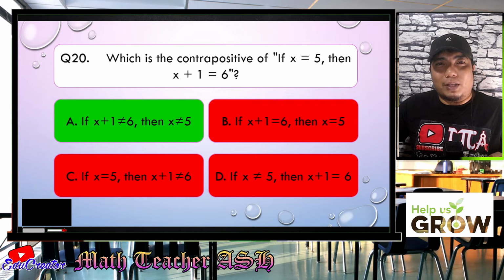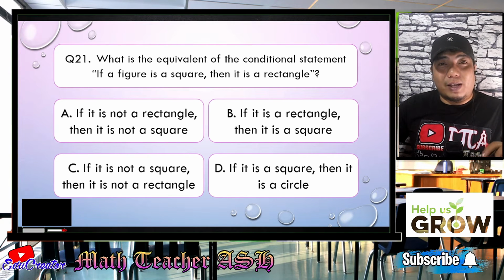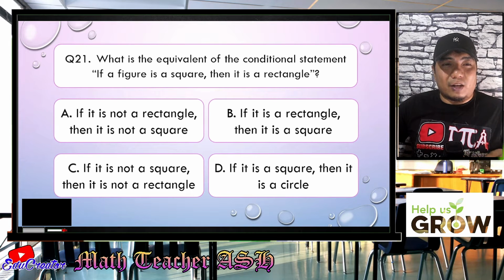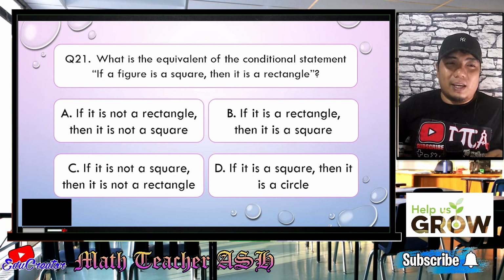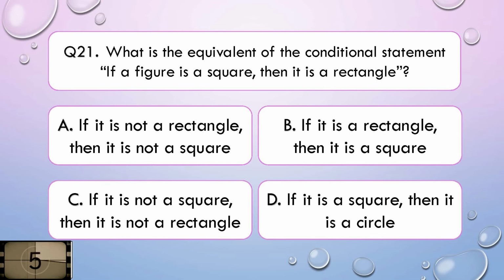Question number 21. What is the equivalent of the conditional statement if a figure is a square, then it is a rectangle? Is it A, if it is not a rectangle, then it is not a square? B, if it is a rectangle, then it is a square? C, if it is not a square, then it is not a rectangle? Or letter D, if it is a square, then it is a circle? Alright, I'll give you 5 seconds to think about your answer.